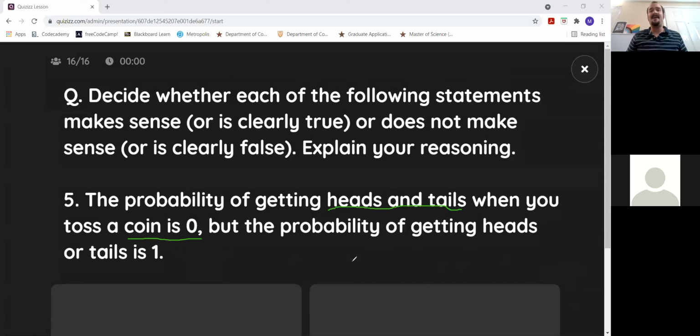So the probability of getting heads and tails together is going to be 0. But if I think about getting heads or tails, this means I get a heads, this means I get a tails, or technically I could get both, but it's not going to happen, unless the coin lands on its edge. But that's not going to happen. The probability of getting heads or tails is 1. So this tells me that I'm either going to get a heads or a tails when I flip a coin.